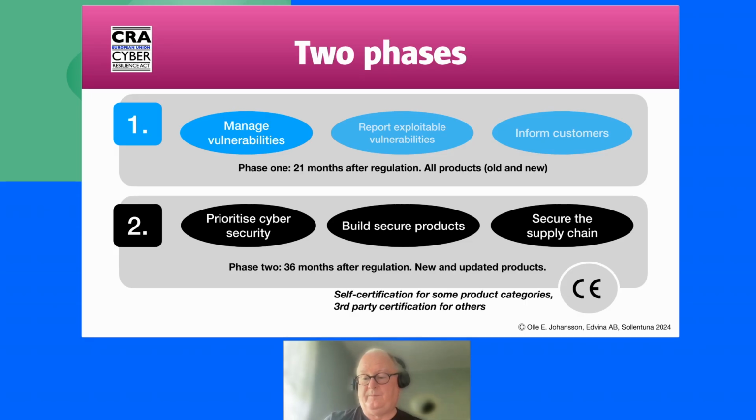Like I said before, there are two phases of the Cyber Resilience Act. The first one is focused on the vulnerabilities and how to receive them, how to monitor vulnerabilities by using SBOMs. We'll talk more about that soon. And how to inform your customers and authorities. This applies to all products that are sold on the market, regardless of whether they're old products or new products. If you sell a product on the market, you have to manage vulnerabilities from that point on.